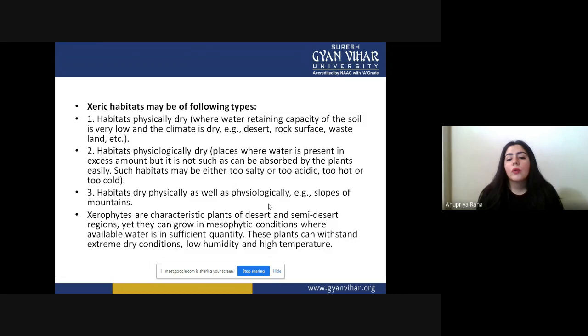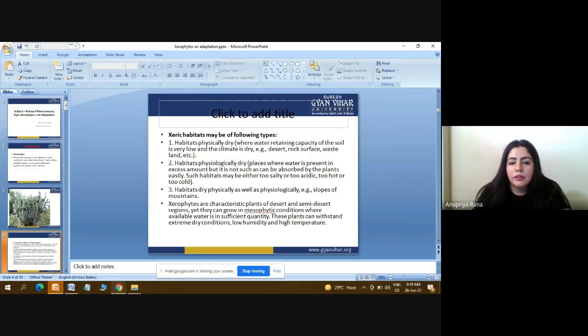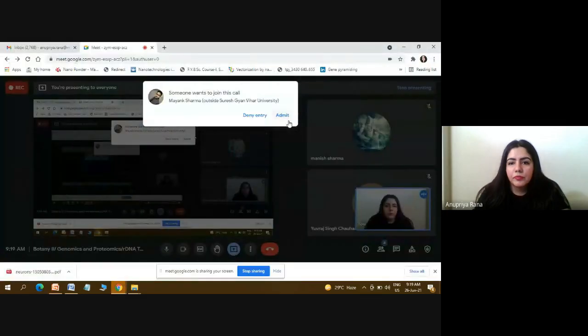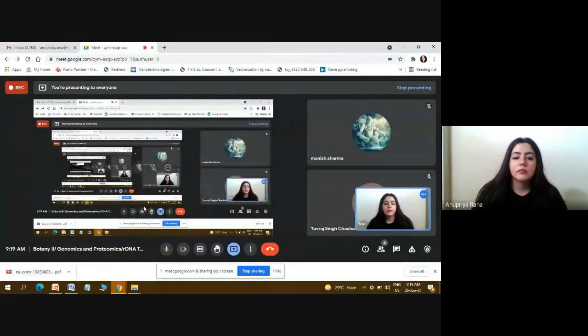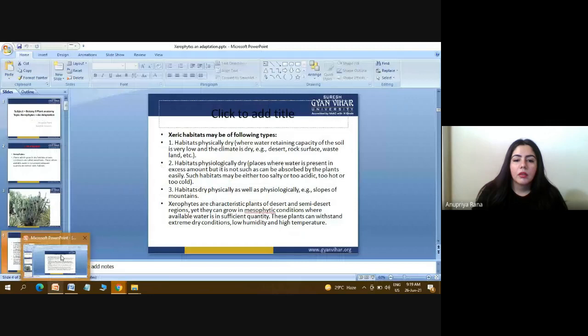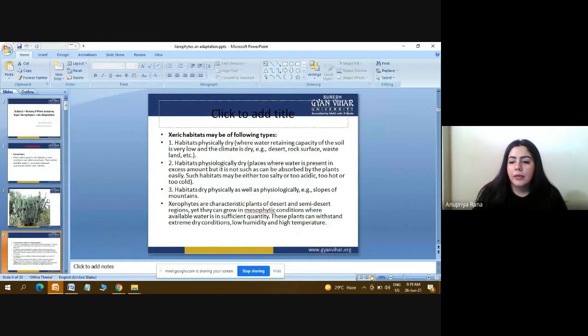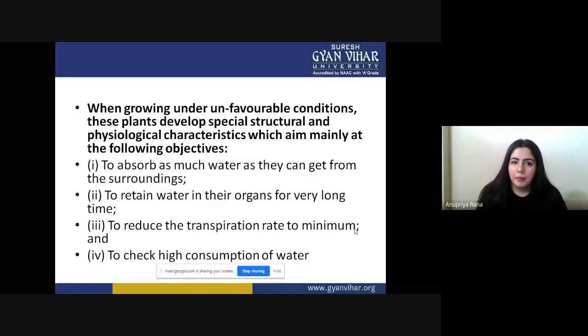So not only the water condition, but they can also tolerate very high temperature and low humidity. This low humidity and high temperature can also be tolerated by the xerophytic plants.